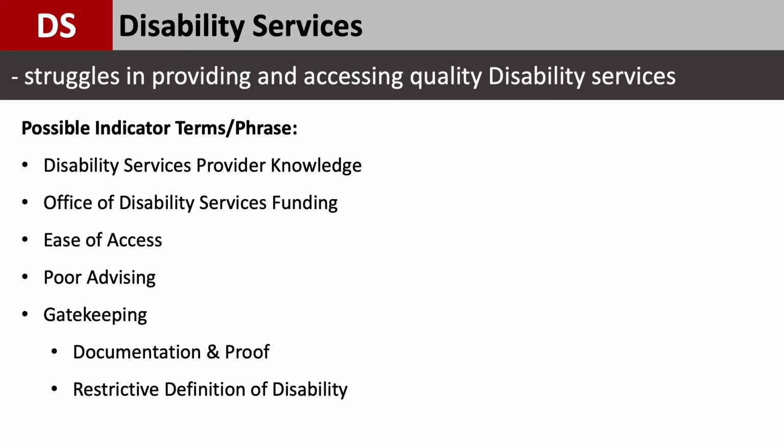Disability services. This is similar to accommodations, but the distinction you're going to make here is they say the words disability services, or they're talking about the people who provide the service. It struggles in providing and accessing quality disability services. Providing lab accommodations for a biology major is not the same thing as providing clinical accommodations for a medical student. It's a very specific, nuanced area that requires background knowledge, which is not something that most disability service providers have in their back pocket when they're just dealing with undergrads. So it's hard to find those people.